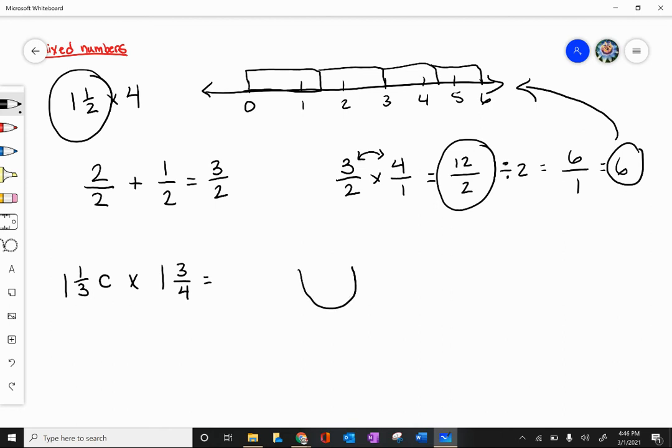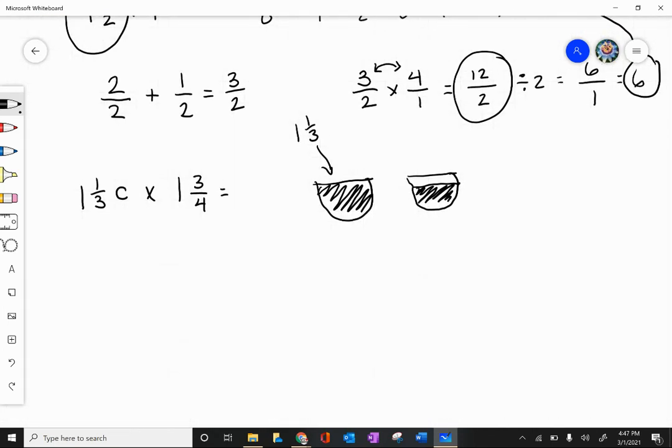So let's say here's your bowl of cereal, and this bowl of cereal is 1 serving, 1 1/3, and then you ate 3/4 of a bowl of cereal. So you ate the first one, and then most of the second one. You ate 3/4 of the second one. If you ate the whole bowl, it would be 1 1/3 plus 1 1/3. But now we have 1 1/3 plus 3/4 of one of these servings. So how could we figure out how many cups you ate?